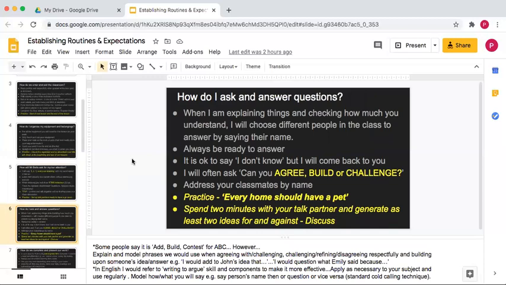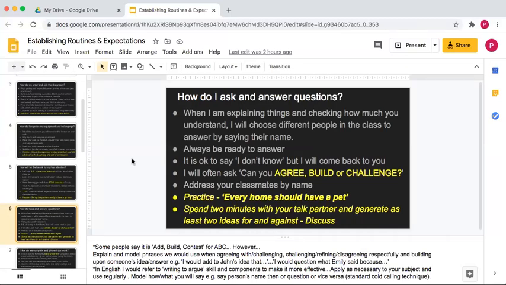Then I explain to students basically what the strategy cold calling looks like in practice. When I'm checking for understanding or explaining things and questioning, I'm going to say somebody's name. So they don't need to put their hand up. They can put their hand up if they want to agree, build, or challenge, this ABC discussion strategy. I also say, you know what? It's fine to say I don't know, because we don't all know everything. That's why we're here to learn, okay? But I will come back to them, and I make sure that I do.